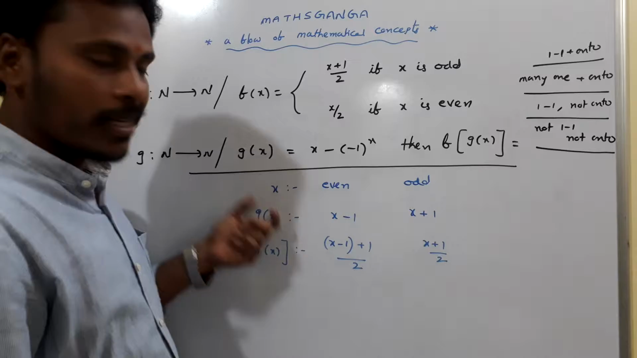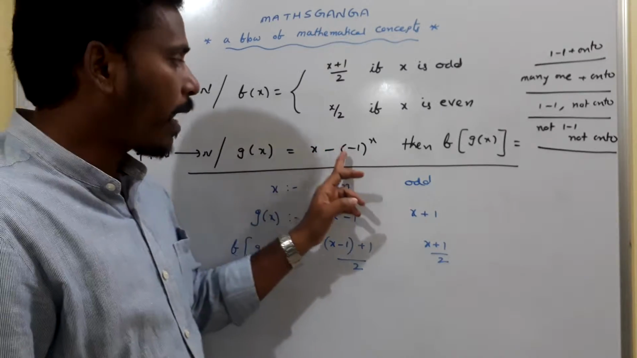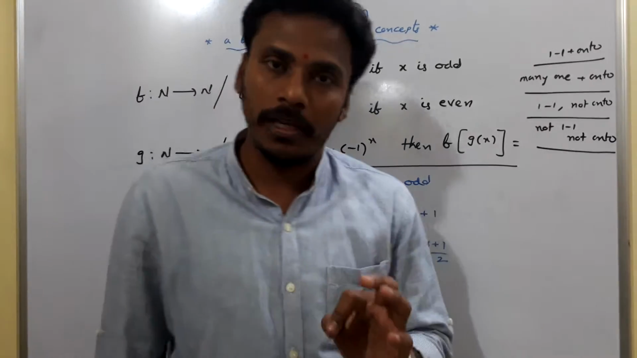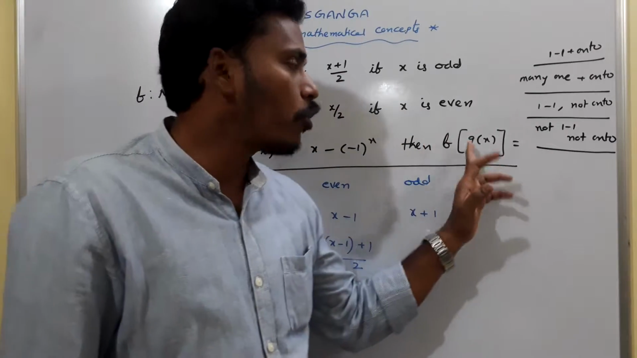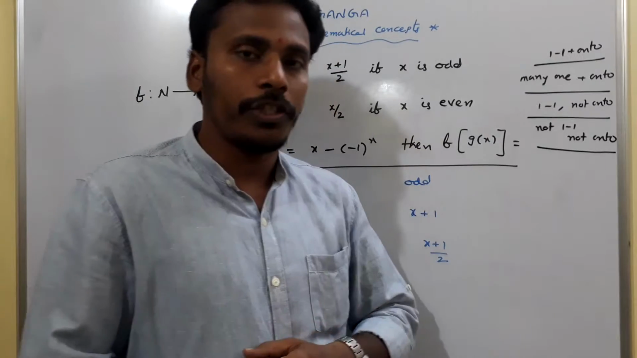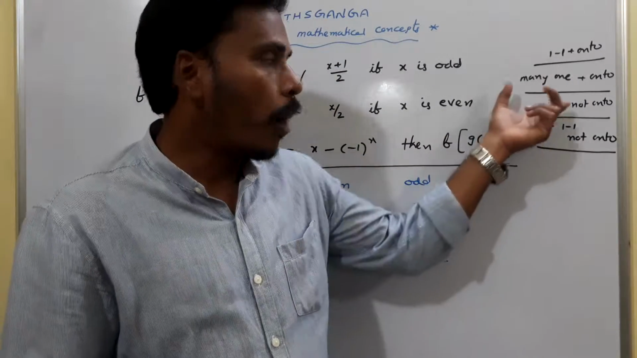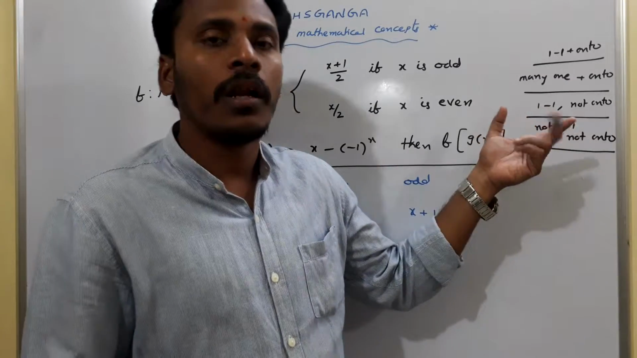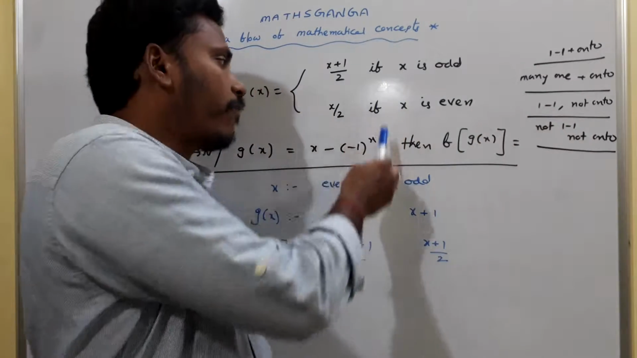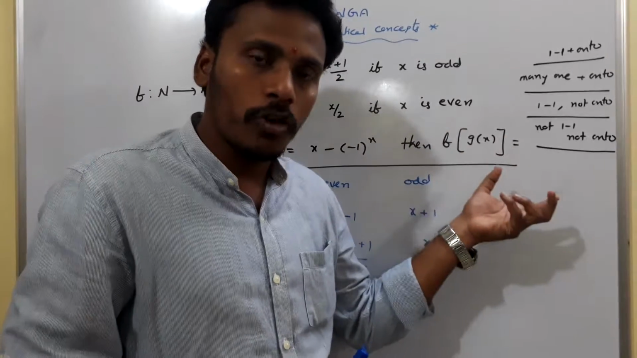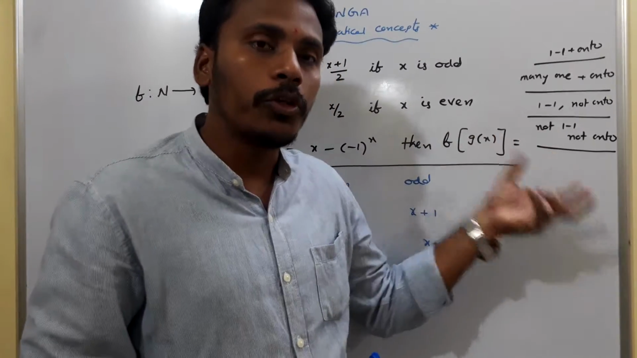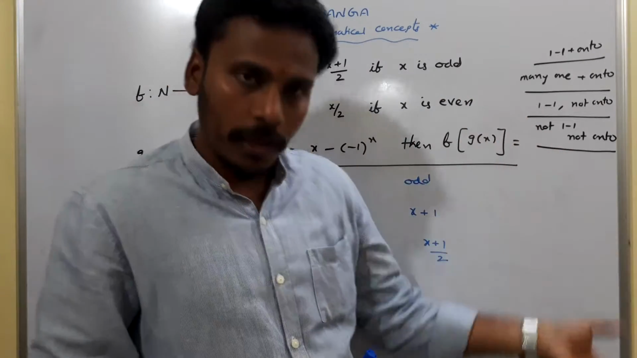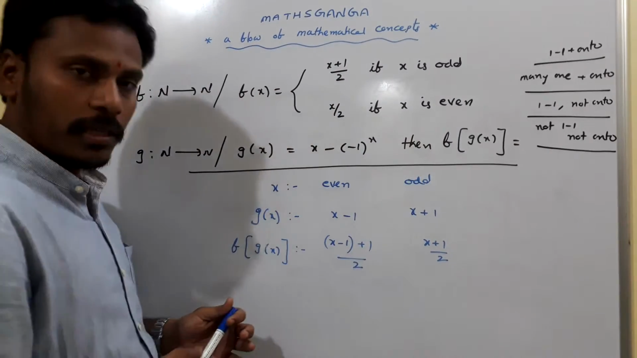Coming to g of x, it is defined like this: x minus (minus 1) to the power x. Then we need to check about f of g of x, composition of f over g, whether it is one-one onto, many-one onto, one-one not onto, or not one-one not onto. See, I have two functions f and g. I need to decide about f of g of x. So for that, I need to write the functional expression for f of g of x.